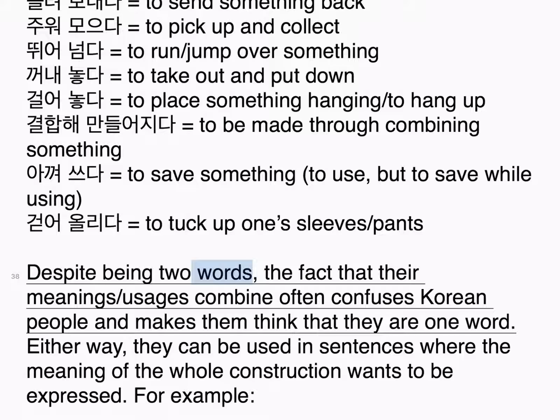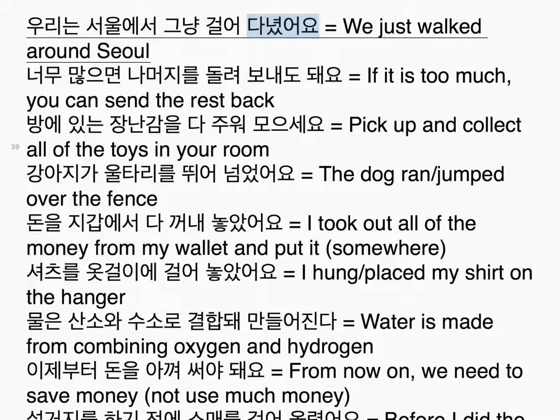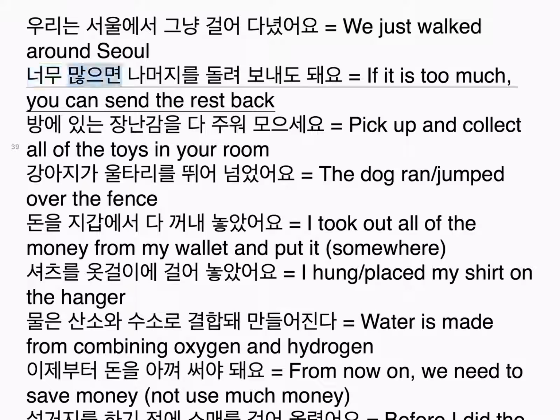Despite being two words, the fact that their meanings and usages combine often confuses Korean people and makes them think that they are one word. Either way, they can be used in sentences where the meaning of the whole construction wants to be expressed. For example, 우리는 서울에서 그냥 걸어 다녔어요. We just walked around Seoul. 너무 많으면 나머지를 돌려보내도 돼요. If it is too much, you can send the rest back.